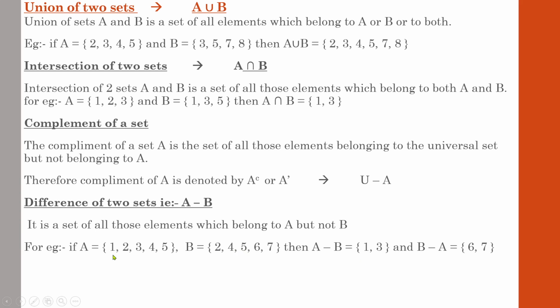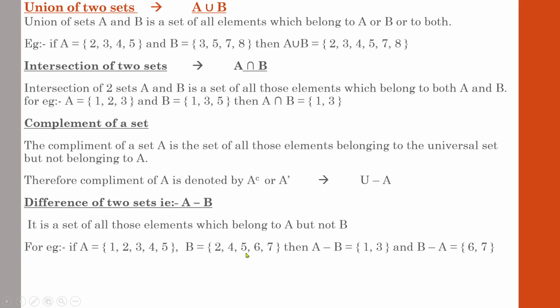For example, A minus B, here we need to take only those numbers that belong only to A. First one, 1. Is the 1 there in B? No. So 1 can be taken. Next one, 2. Can 2 be taken? No, because 2 is also there in B. So we can't take that. Next one, 3. Is 3 there in B? No. So we can take 3. So 1 and 3. After that 4. See, 4 is also there in B. 5 is also there in B.